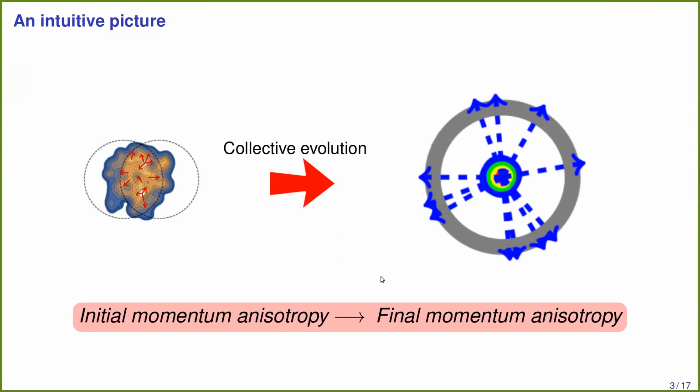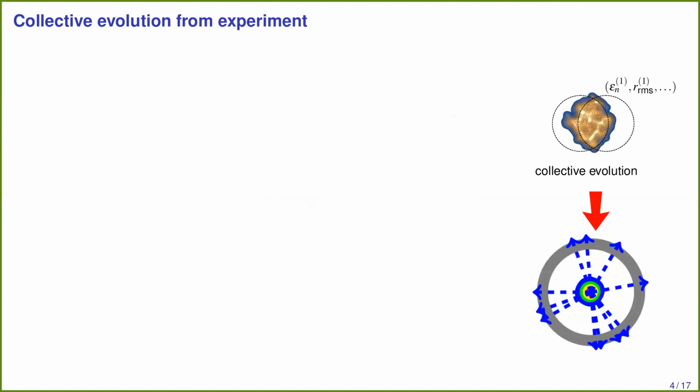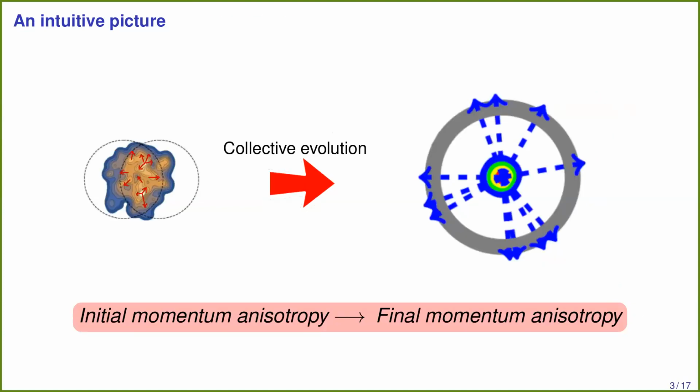Okay, but what is the detail? Of course, as I said in the previous slide, you have to model, and it's completely complicated and highly nonlinear. Sorry, can you go back? It should be initial spatial anisotropy maps onto the final momentum anisotropy. Initial spatial anisotropy, yeah, exactly. For those who see it later, it should be a spatial anisotropy.